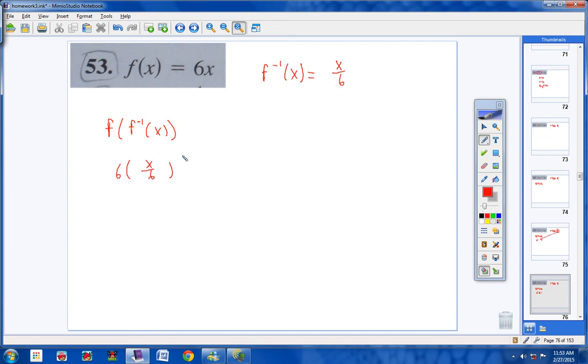Now, 6 over 1 times x over 6, your 6's would cancel, leaving you with x, which is what you're supposed to get. Now we're going to do it the other direction. Now we're going to take f inverse of f of x.